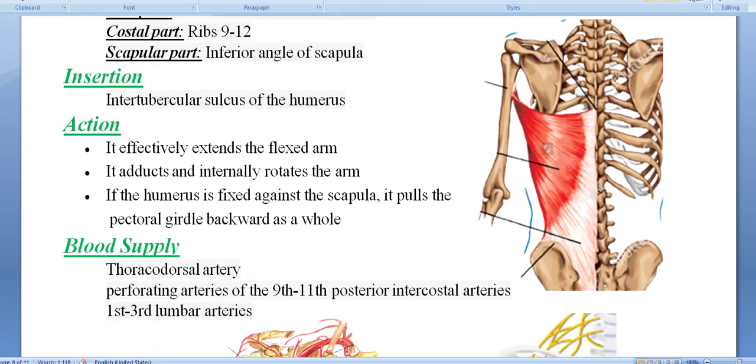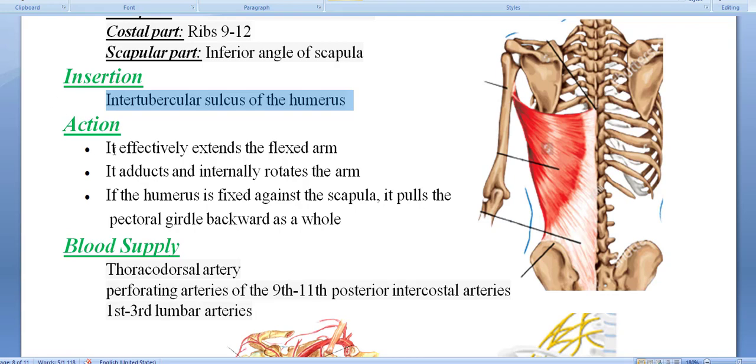Now what is the insertion of this muscle? You can see this part is the insertion. It is inserted into the intertubercular sulcus of the humerus. There are two tubercles, the greater tubercle and the lesser tubercle. In between the two tubercles there is a groove or sulcus, which is called the intertubercular groove or sulcus.